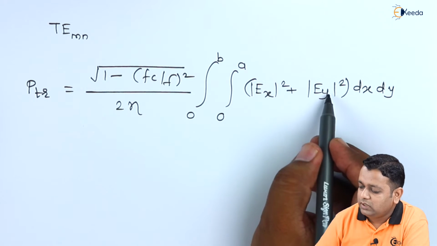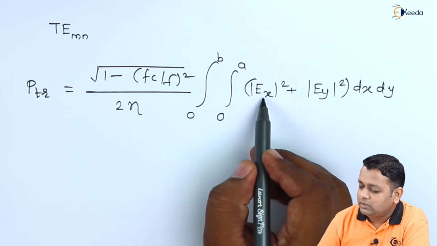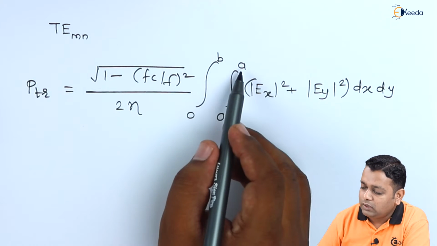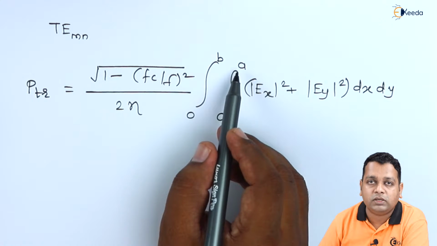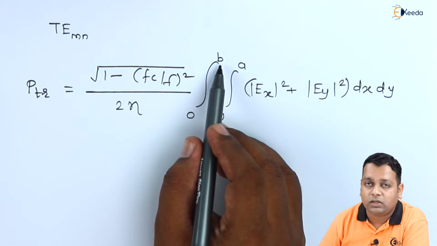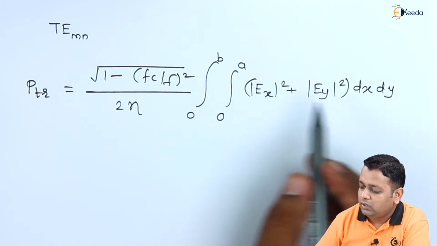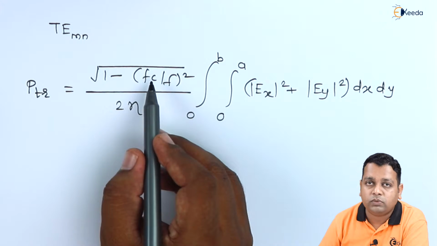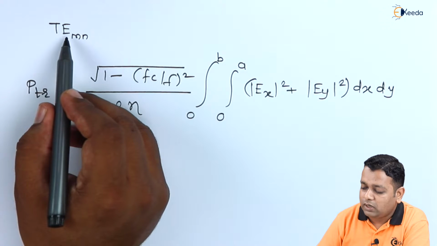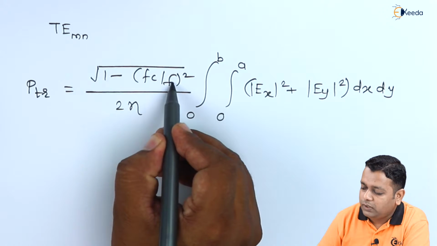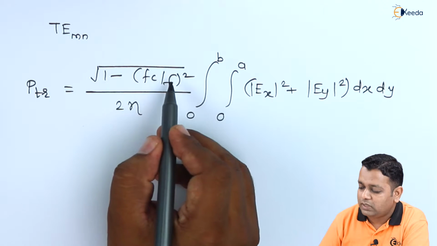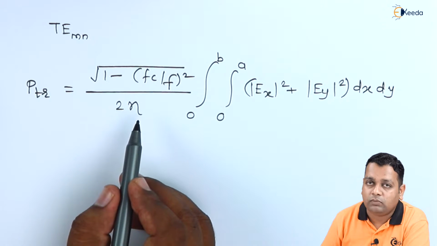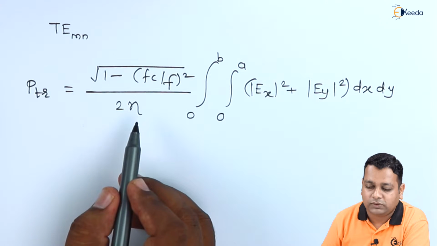Here Ex and Ey, as we have already explained, are the corresponding resolved components in the x and y direction for the electric field. These are the two dimensions: the broader dimension A, the breadth, and the smaller dimension, the width, small b. So these are the two integrals over x and y components. Fc is the cutoff frequency, the minimum possible frequency while the mode of propagation is transverse electric. F is the frequency of the microwave outside the guide before it has entered the waveguide, and eta is the intrinsic impedance, given as square root of mu divided by epsilon.